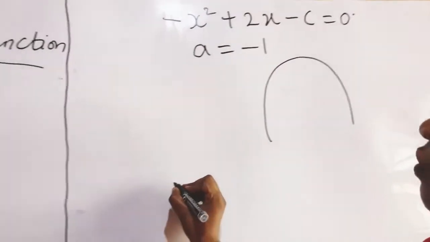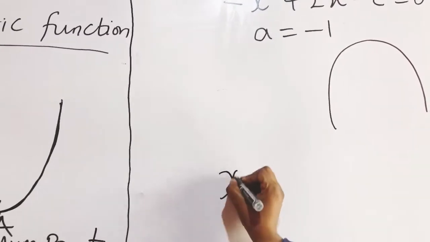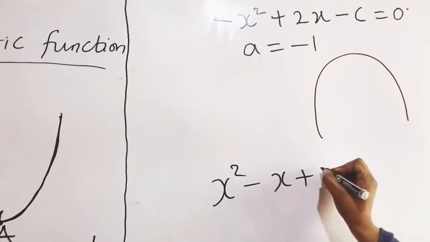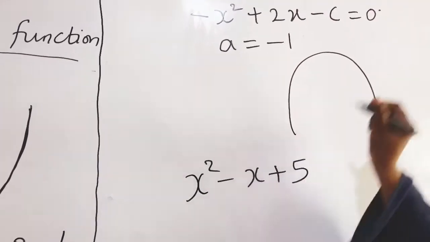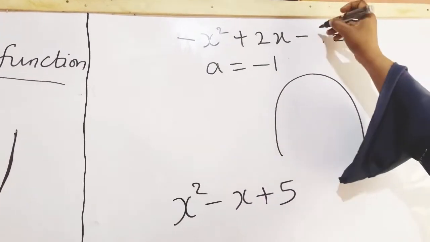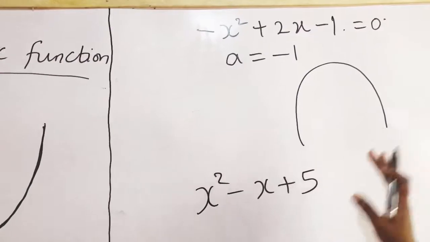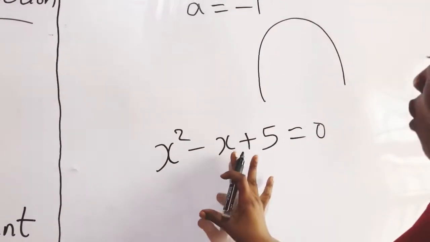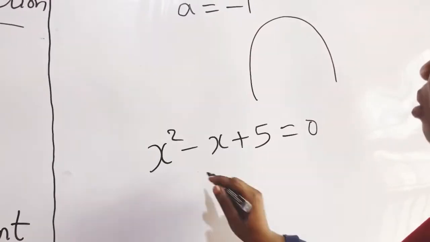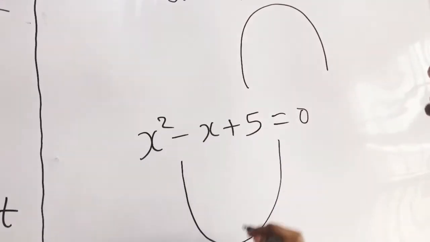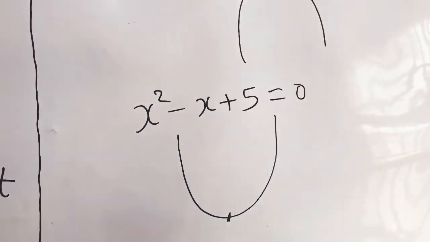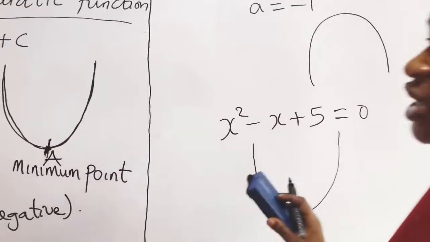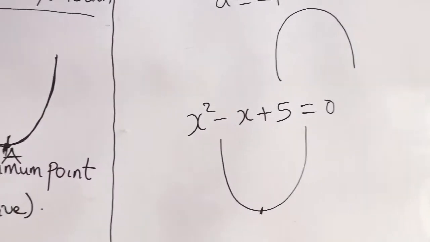So if we have, for example, x squared minus x plus 5, so let's use alphabet A, let's say 1 here, is equal to 0. You should know that the graph of this quadratic equation must look like this. It must have a minimum value. So let's have an example for us to really understand what we are really talking about.